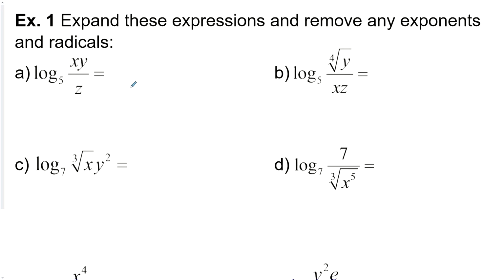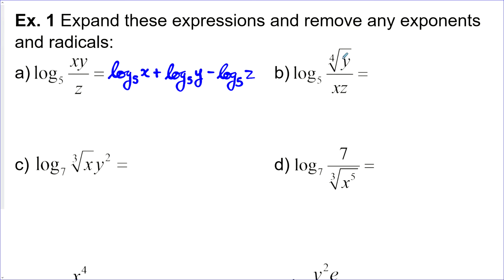We want to expand these logarithmic expressions and remove any exponents and radicals. The first one, we just want to expand it, so this could be written as log base 5 of x. Now, since we're multiplying by y here in the argument, then we could say plus log base 5 of y. And then we're dividing by z, so it would be minus log base 5 of z. Let's try the next one.